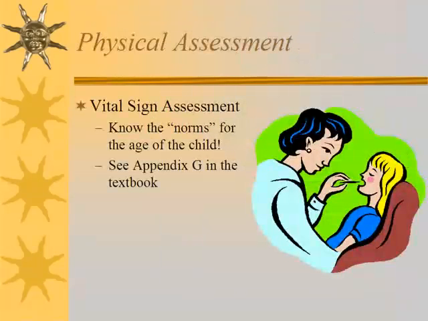One thing that I can't stress enough is thinking about vital signs in pediatrics and knowing the norms for the age of the child that you're caring for. You'll notice on your clinical worksheets where the vital signs section is, there's one line to put the norms in and then one line to put in the actual vital signs that you recorded. It's important to know what is a norm.